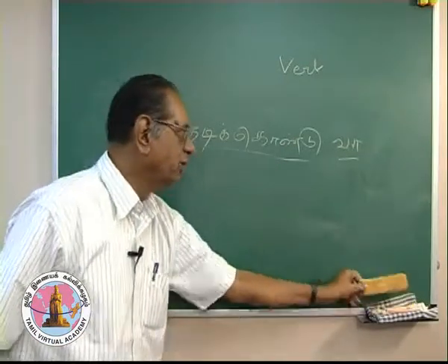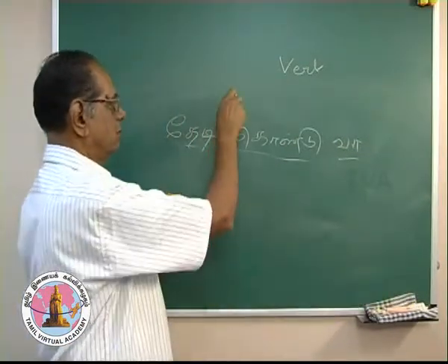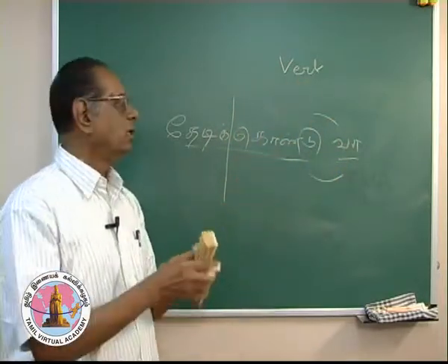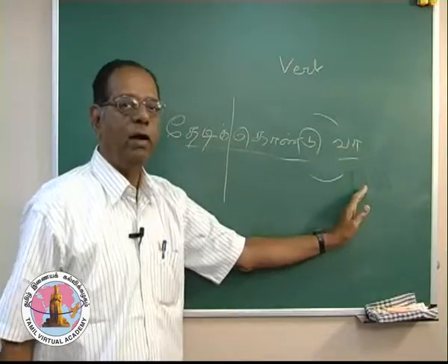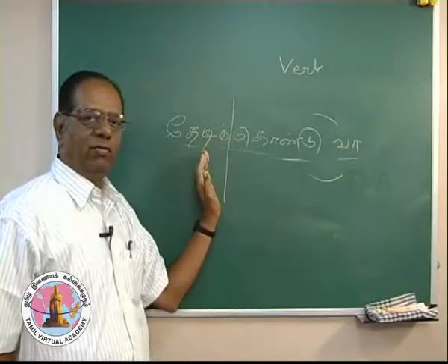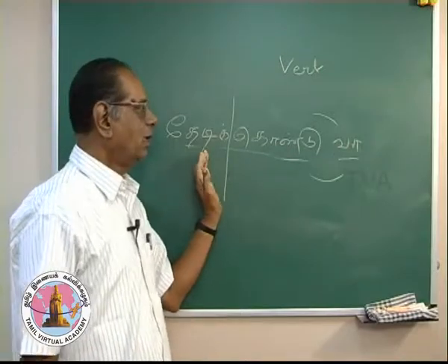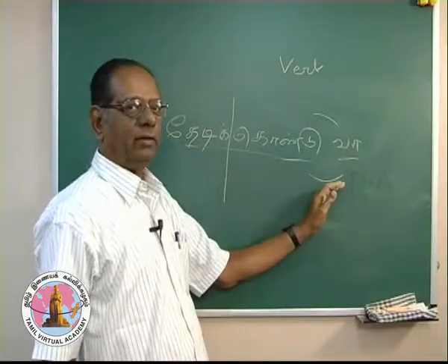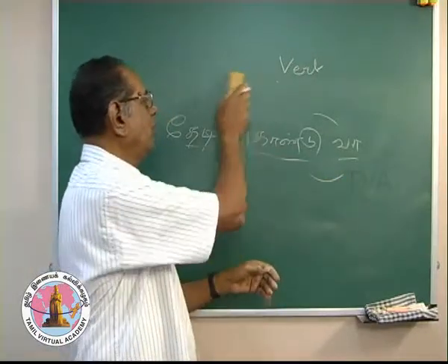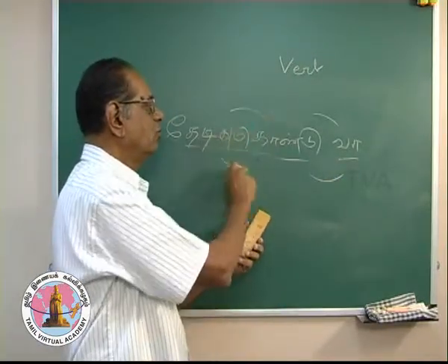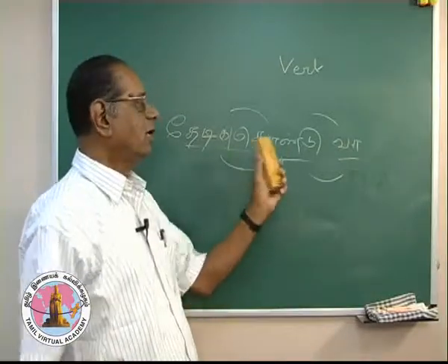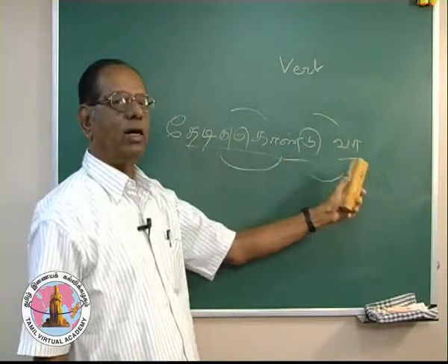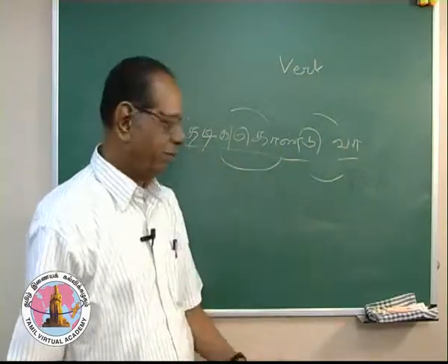Now I want to split this. தேடி கொண்டு வா. தேடி verbal participle. கொண்டு வா bring. Search and bring. If I don't give a hiatus, a break between these two verbs, then it becomes continuous form of தேடு. தேடிக்கொண்டு வா. Come searching for something.